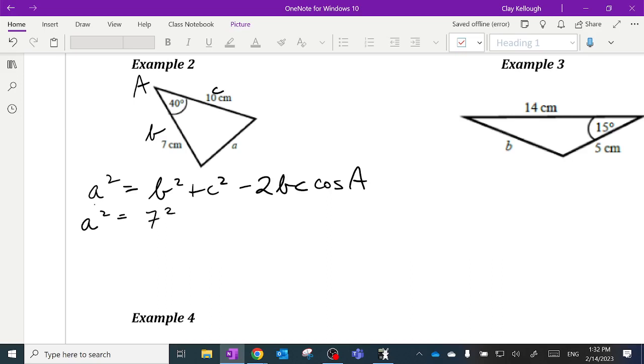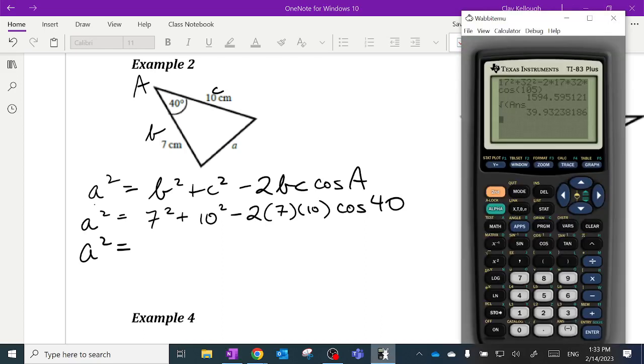So I'll put 7 there, I'll put 10 there, minus 2 times 10 times 7. Whoops, I guess maybe I should put it in the same order that I had it a second ago. 7 times 10, not that it really matters. And then the cosine of 40. All right, A squared is equal. Let's try one more time with the buttons.